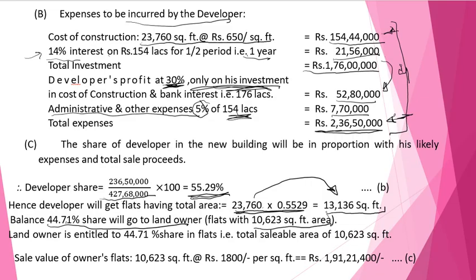So the landowner is entitled to 44.71% share in flats. So total saleable area for the landowner is 10,623 square feet multiplied by the rate per square feet. You know it is 1800 per square feet. It means total value of the owner's flats will be 1 crore 91 lakh 21,400. So this is all about joint venture valuation.